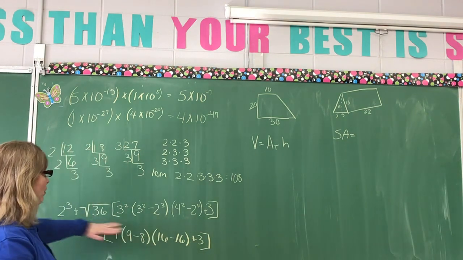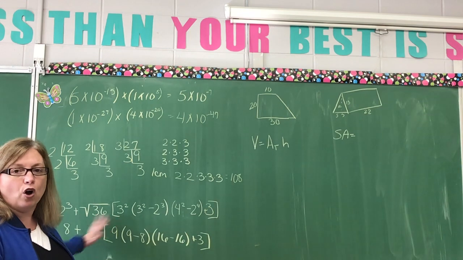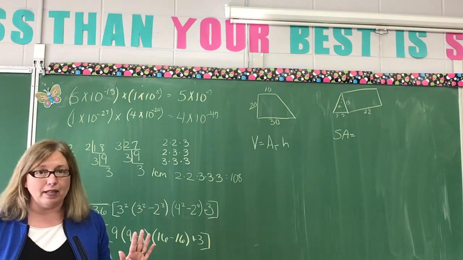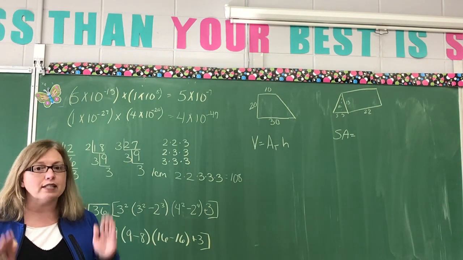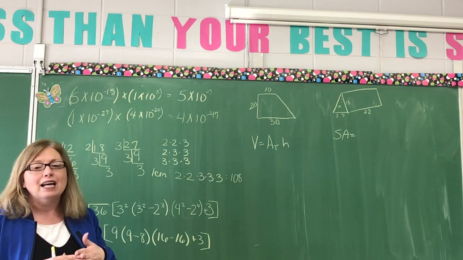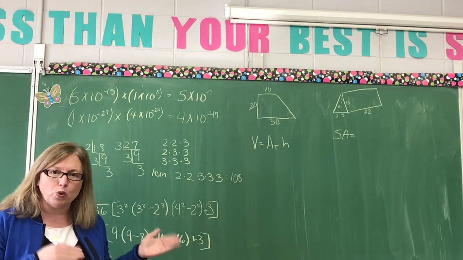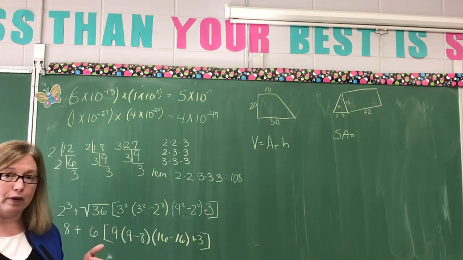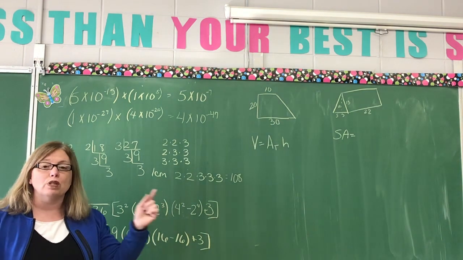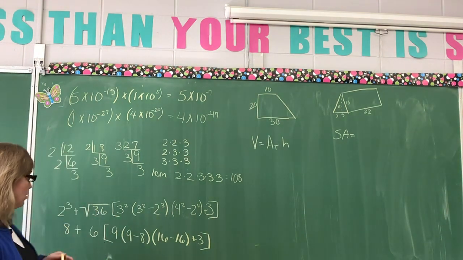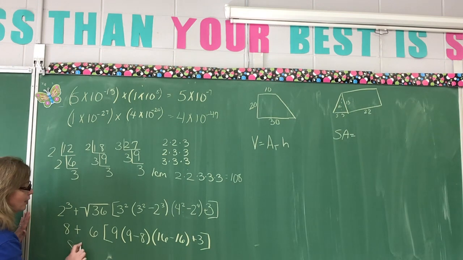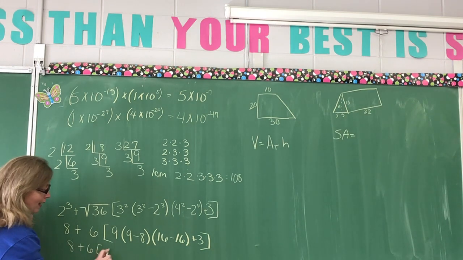Now, I've gotten rid of all of my powers. I got rid of all of my exponents, but I haven't combined anything yet. All I've done is get rid of powers and parentheses. I'm sorry, powers and square roots. Now, I can start getting rid of the parentheses, but what do I do first? Go to the innermost parentheses first. In other words, I can do nothing with the 8, the 6, or the bracket.